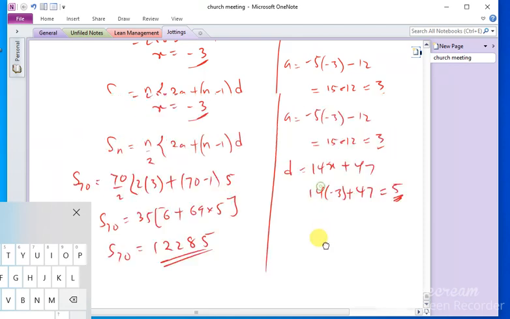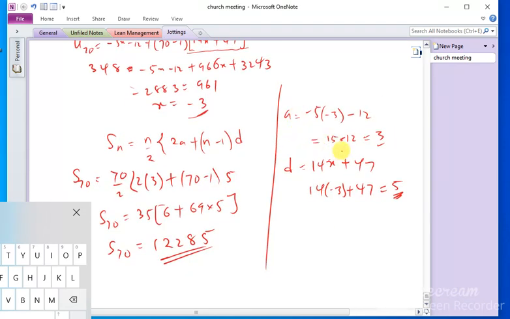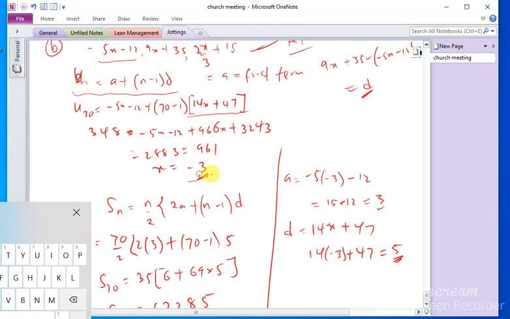Do not forget that I've gotten the first term by substituting minus 3 back into this, which is what I've done. With minus 3 times 5 minus 12, you get 3, and the common difference becomes 5.